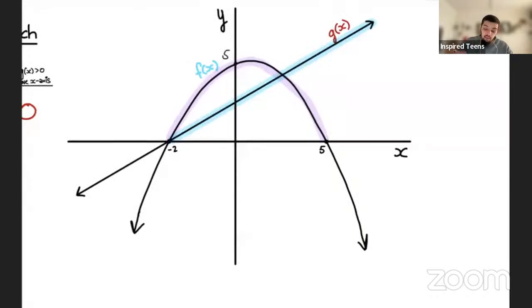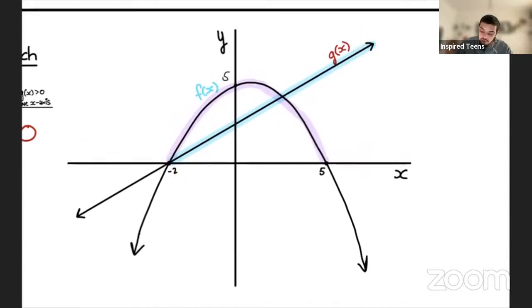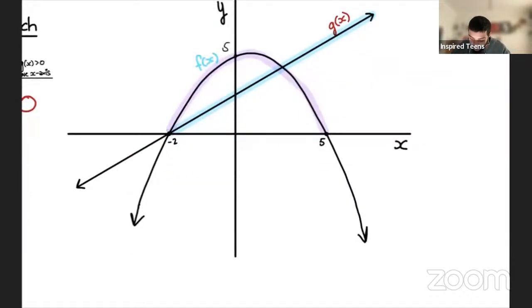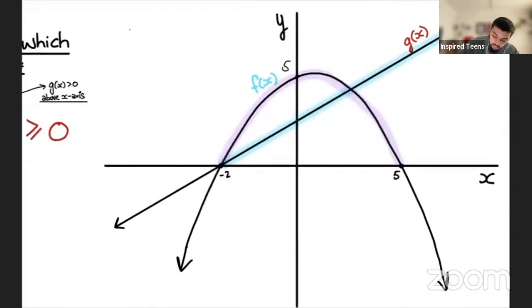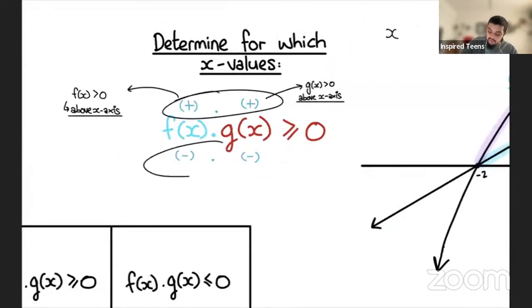Now, f of x is greater than 0 from -2 to 5. G of x is greater than 0 from -2 to positive infinity. So clearly they're not greater than 0 for the same x coordinates. It's different. So how do we distinguish? They both start at the same coordinate, which is fine. So we have our first part, because remember we want to answer this for both instances, meaning when they're both positive and when they're both negative.